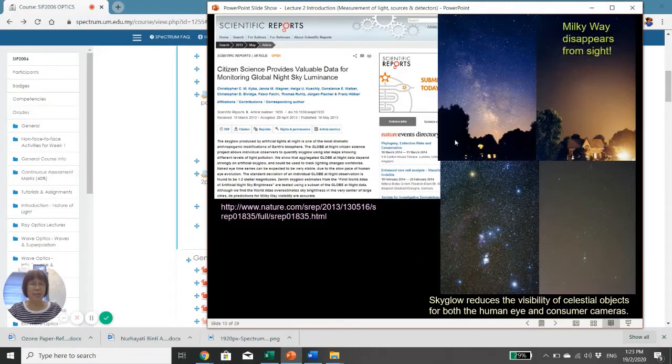Likewise, here is another picture of the beautiful Milky Way, and that disappears from sight with bright lights from our homes, our street lamps, and all that.